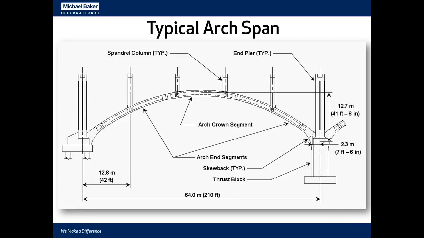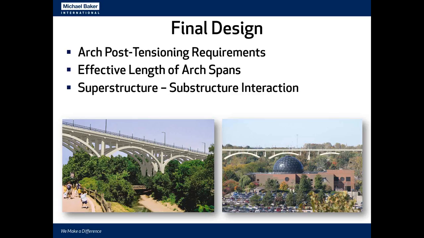So let's look at a typical arch span. Each arch rib in each span is made out of three precast segments with two types of segments, the arch end segment and the arch crown segment, which are joined together with cast-in-place closure pours between the end segments and the end piers and between the end segment and the crown segment. The precast segments have little pedestals for the cast-in-place spandrel columns to be cast on top of. Again, each arch span is 210 feet.